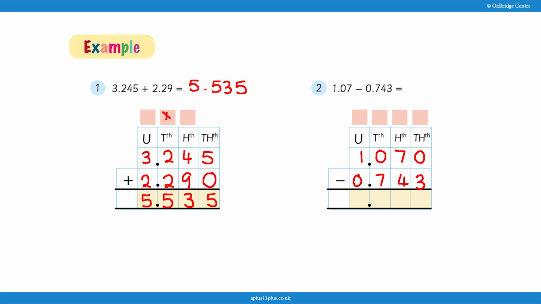We can't work out 0 take away 3, so we have to borrow. So that turns into a 6, carry the 1 over. 10 take away 3 is 7. 6 take away 4 is 2. 0 take away 7 we can't do, so we have to borrow. So that becomes 0, carry the 1 over. 10 take away 7 is 3. And then 0 take away 0 is 0. That leaves our answer of 0.327.